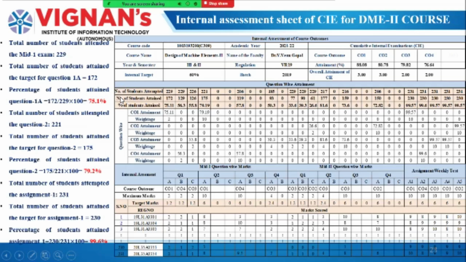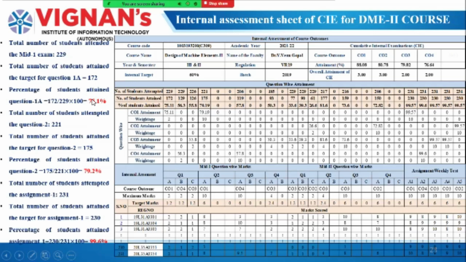That means they got marks equal to 6 or above 6. Then the percentage is 57.8. Like that, for each question, we have the percentage of students attained. But the important point is that while entering the marks, we have to add the maximum marks in this sheet carefully. This is the first point.